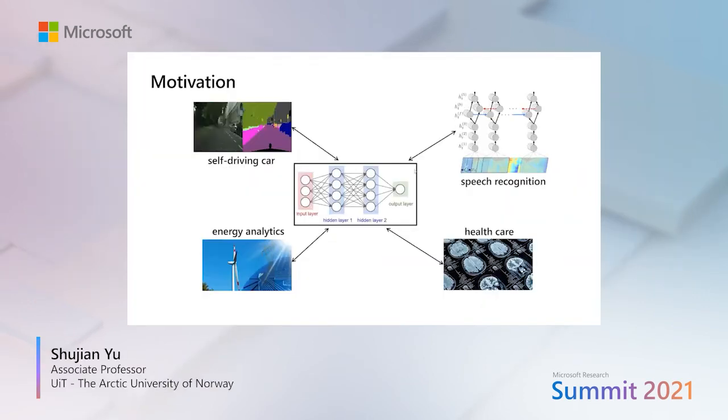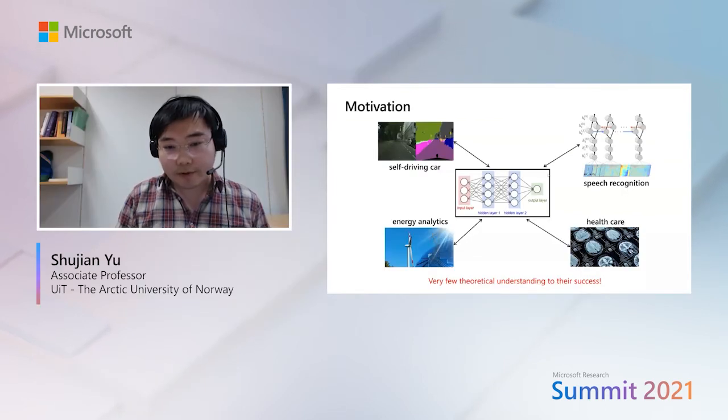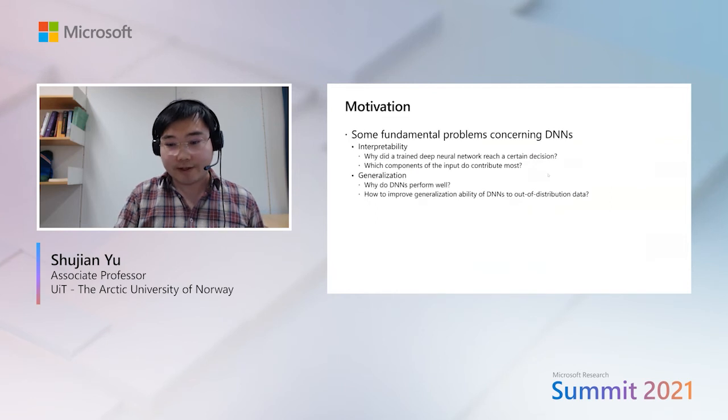We know that deep neural networks are all around us. We have successful applications in self-driving cars, in speech recognition, in energy analytics, and in healthcare. However, it has been a long time that people claim that deep neural networks are a black box because there are only a few theoretical observations to explain their great success.